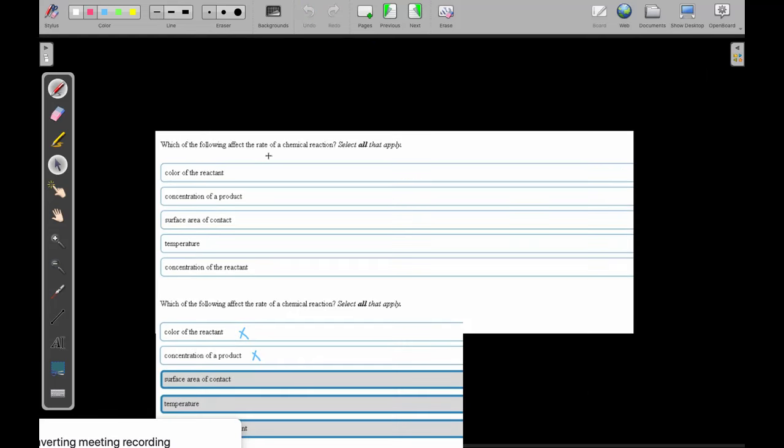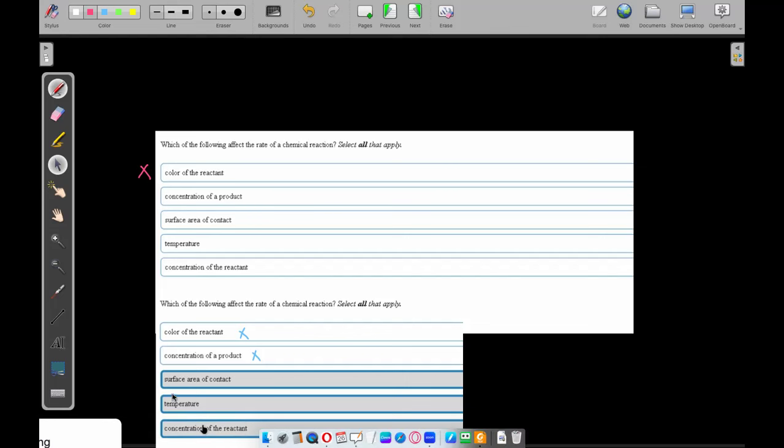Which of the following affects the rate of the chemical reaction? The color has no effect. Is there an effect of the concentration of the product? No. The concentration of reactants only, and the temperature and the surface area. These are the factors affecting the rate of the chemical reaction.